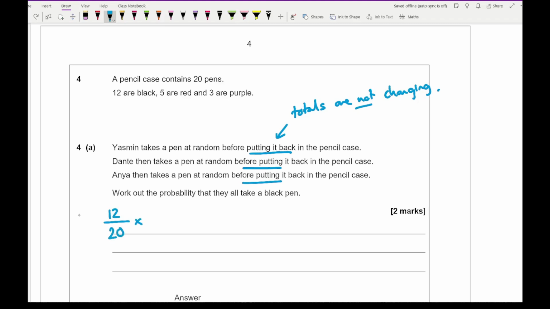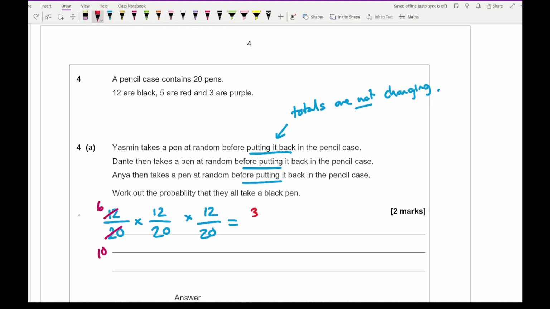And the probability that Dante picks a black pen is again going to be 12 over 20. And the probability that Anya picks a black pen is going to be 12 over 20. So then all I need to do is simplify. Well, if it was a non-calculator, I probably would simplify this. So that would be 6 over 10. So it would be 3 over 5.